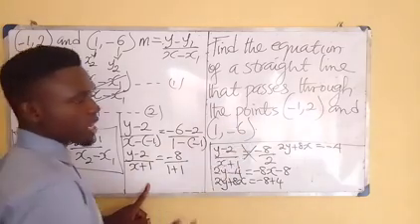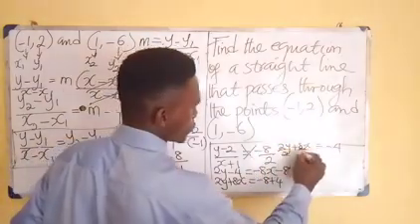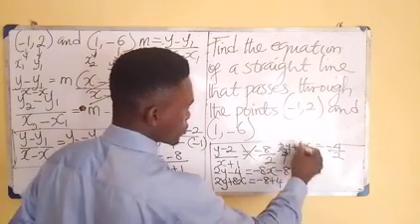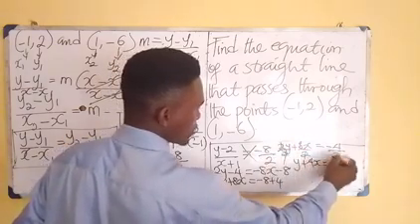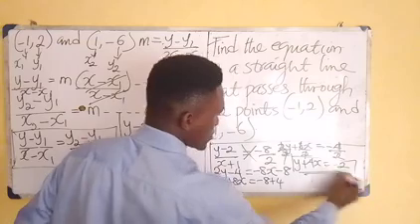But based on what I have here, I can divide through by 2. This will go into this, I have y plus. This will go into this, I have 4x. And this will go into this, I have minus 2. So this is the final answer.